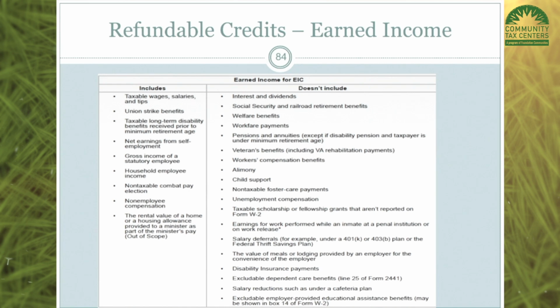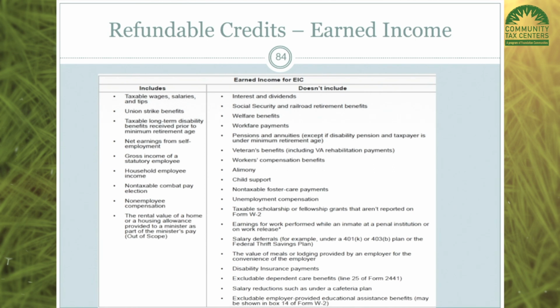So on here, we find out what is included, what are some types of income that are used for earned income and what it doesn't include. So we'll see on the left column, it is taxable wages, salaries, and tips. Haven't seen anyone come in with union strike benefits, taxable long-term disability, those that have the 1099-R in box 7, they have that code 3. Net earnings from self-employment, gross income from a statutory employee, that's that W-2, and box 13, that statutory employee box is checked.